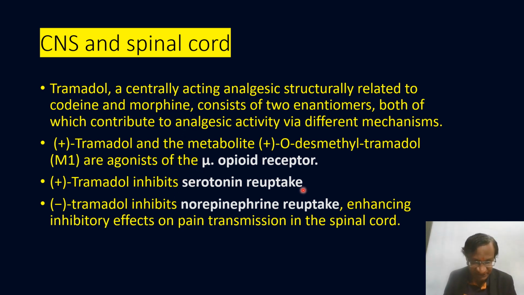Now, tramadol and O-desmethyl tramadol are agonists of the mu receptors, and this plus minus tramadol also acts on the serotonin uptake, and another enantiomer can act on the norepinephrine reuptake. So these are all the mechanisms. Number one is mu receptor. Number two is inhibition of serotonin reuptake. Number three is inhibition of norepinephrine reuptake. So serotonin and norepinephrine will be more, and opioid receptor mu action is there. These are the three mechanisms of centrally mediated analgesic property of tramadol.